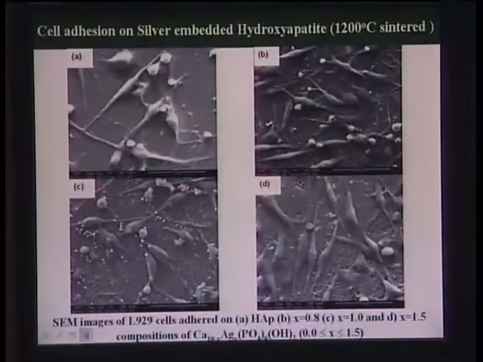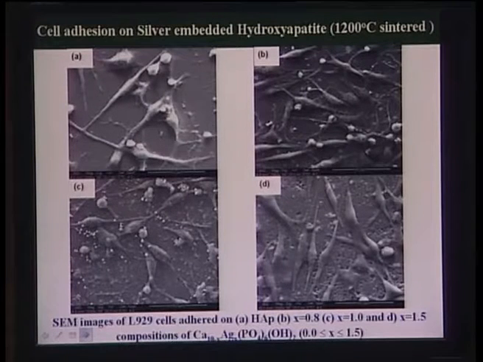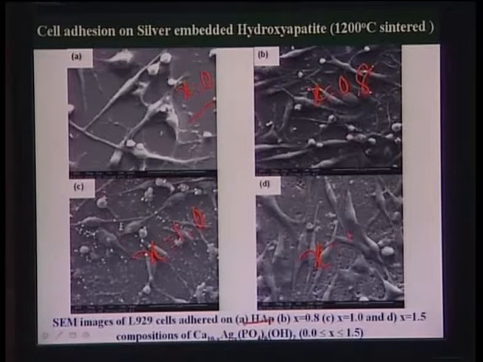Now, this set of 4 AFM images shows how cell adhesion takes place on the silver embedded hydroxyapatite, and this cell adhesion property shows that A is for pure hydroxyapatite, x equal to 0, B is x equal to 0.8, C is x equal to 1, and D is x equal to 1.5.